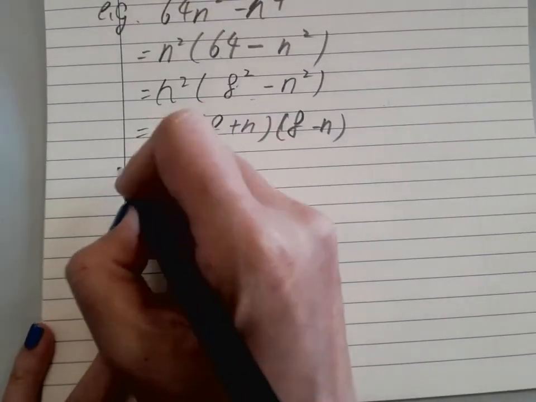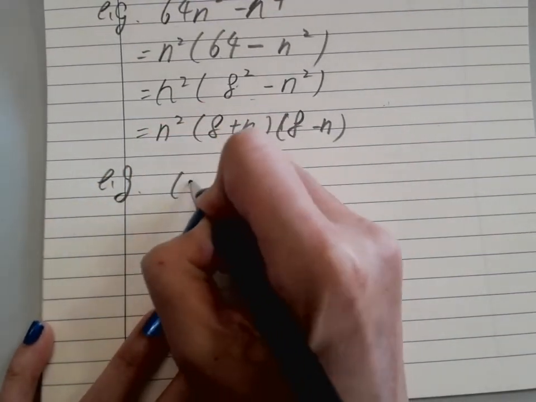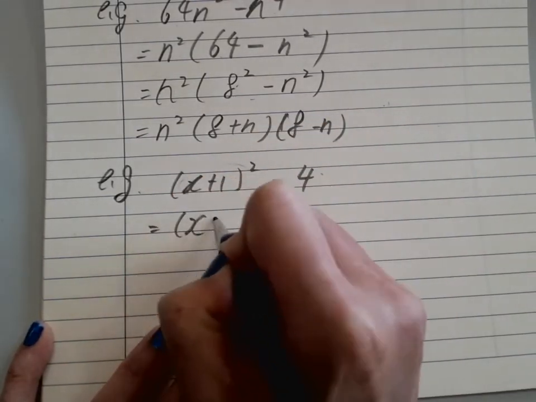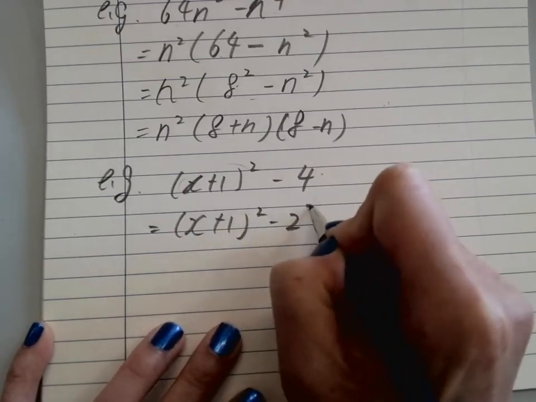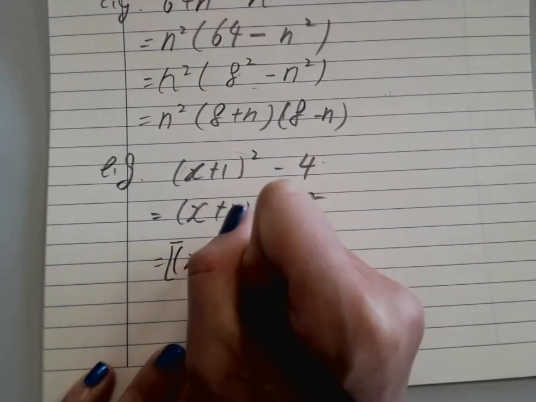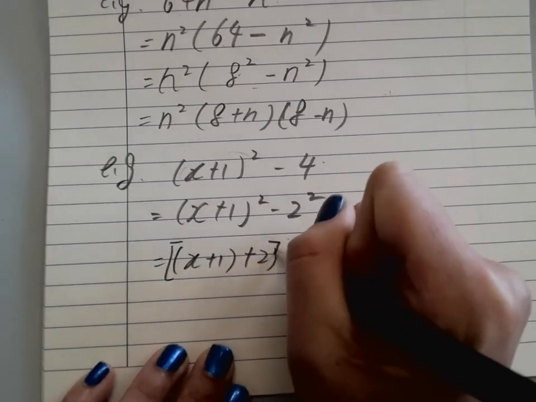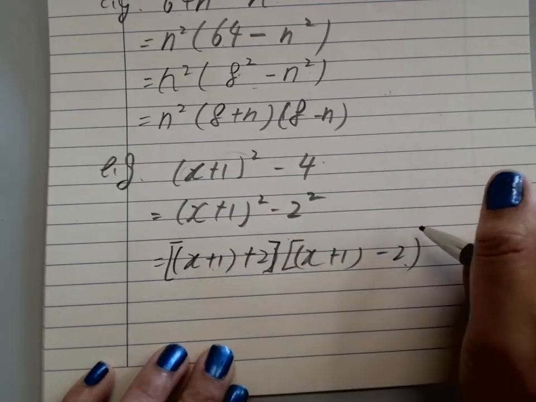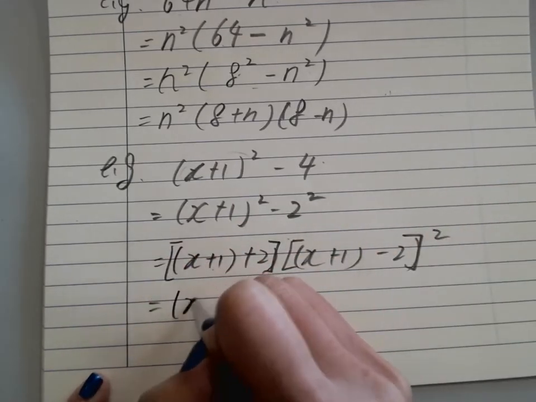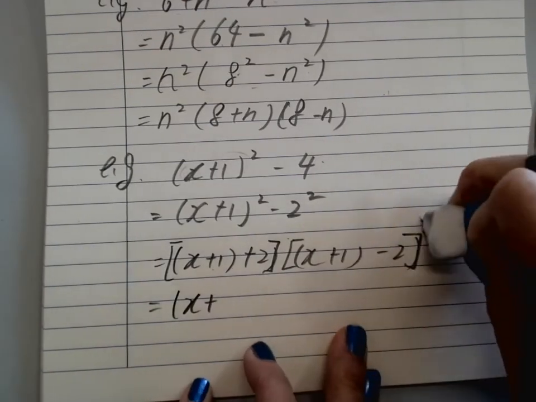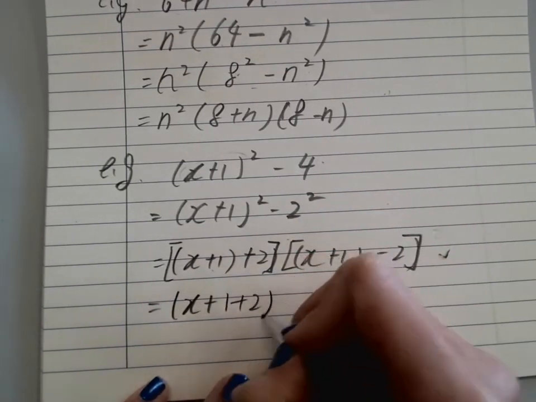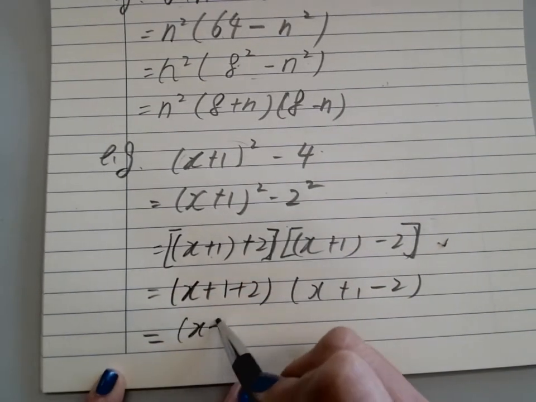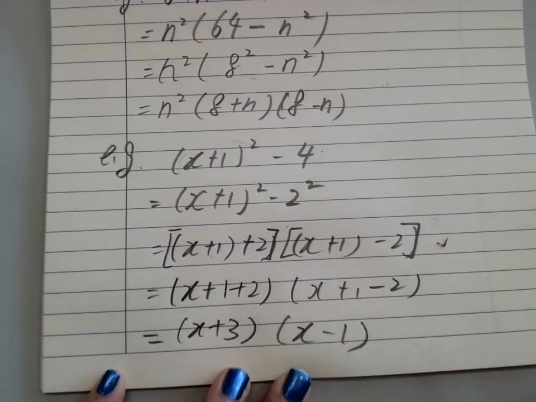Alright, here is another one. So we have x plus 1 squared minus 4. So I can see a square. I want the 4 to be a square. Now I feel much better. So I have x plus 1 plus 2 and x plus 1 minus 2. So plus, minus. And then remove the bracket. So I have x plus 1 plus 2 and x plus 1 minus 2. Simplify it, and we have x plus 3 as well as x minus 1 as the answer.